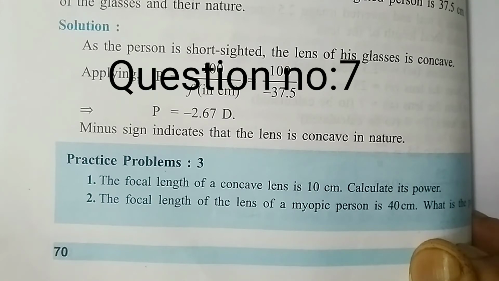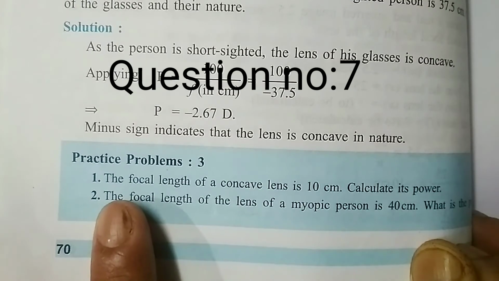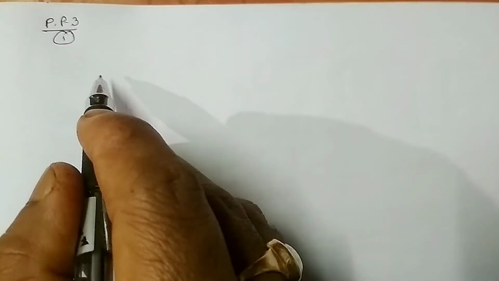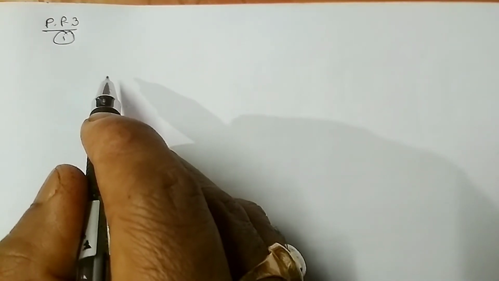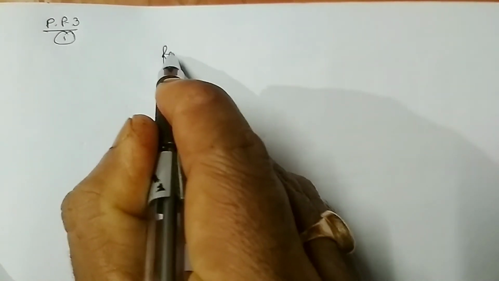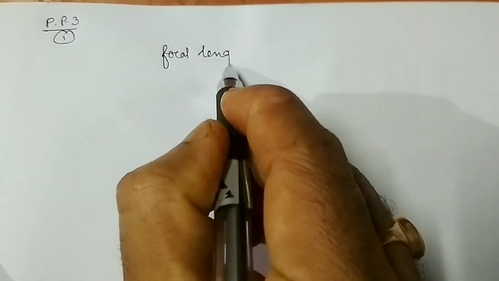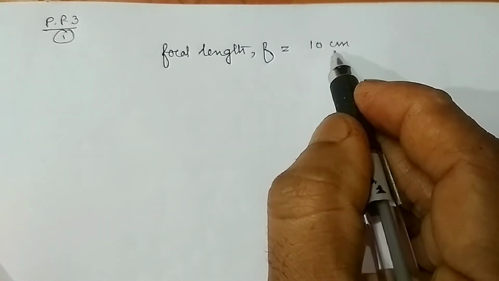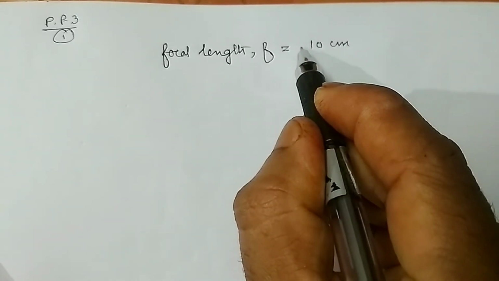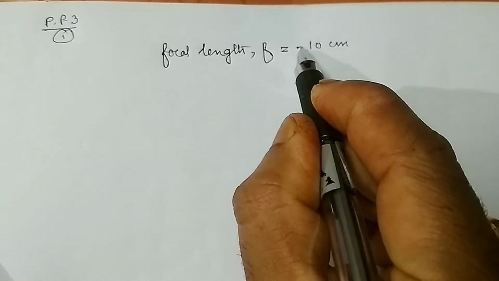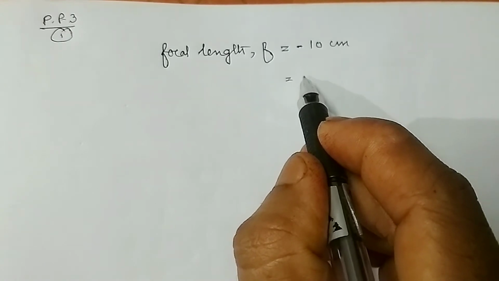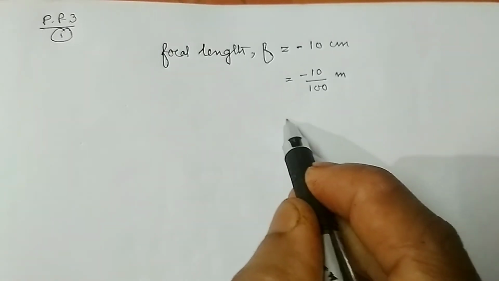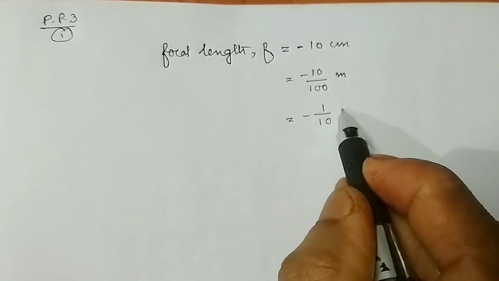Now I am doing a sum based on power of a lens. The question is, the focal length of a concave lens is 10 centimeter. Calculate its power. As given in the question, focal length of a concave lens is 10 centimeter. So here we can write the symbol f equals 10 centimeter. Since the lens is concave, focal length will be minus 10 centimeter. We have to express this in meter. For this we have to divide by 100. So 10 by 100 meter, so we can write minus 1 by 10 meter.